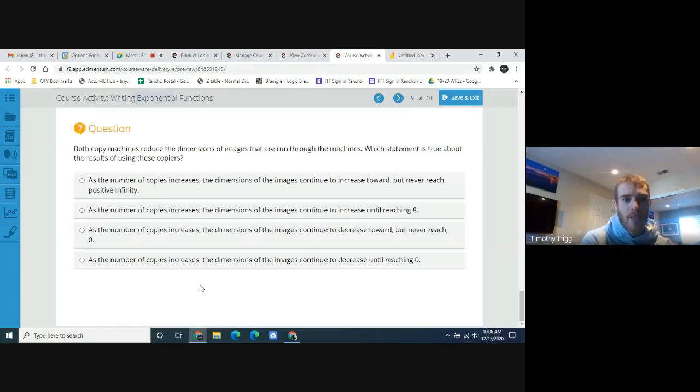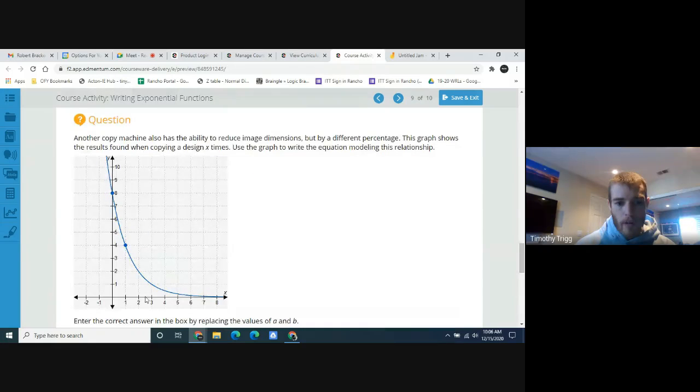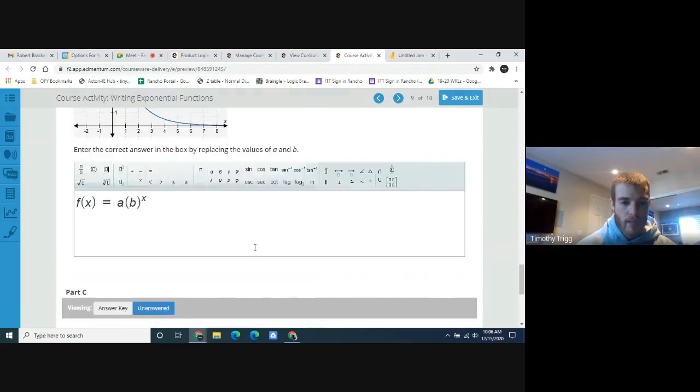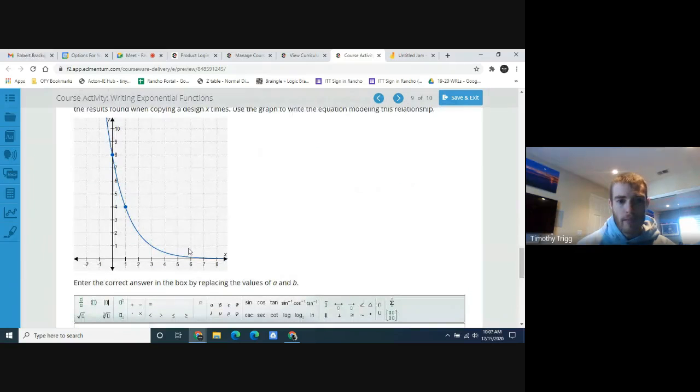Okay, both copy machines reduce the dimensions of images that are run through the machines. Which statement is true about the results using these copiers? Let's see, which one is true? As the number of copies increases, the dimensions of the images continue to increase. Well, is that what we see? As we go farther on the X, does our graph increase? Well, no. So that can't be right. Again, as we go along the X, increase the number of copies. Is this increasing? No.